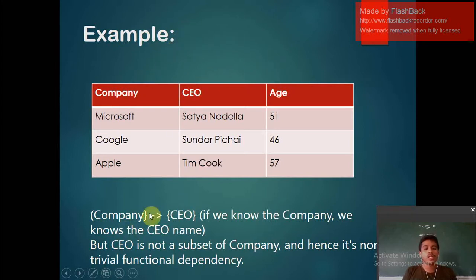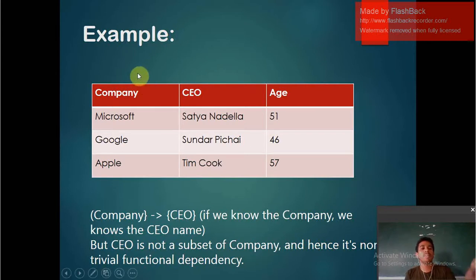So here, see, first the company. If we know the company and we know the CEO's name, right? So here the CEO name is depending upon the company. So if we know the company name, we can know the CEO's name, so our condition becomes true, right? What is our condition? A belongs to B, right?